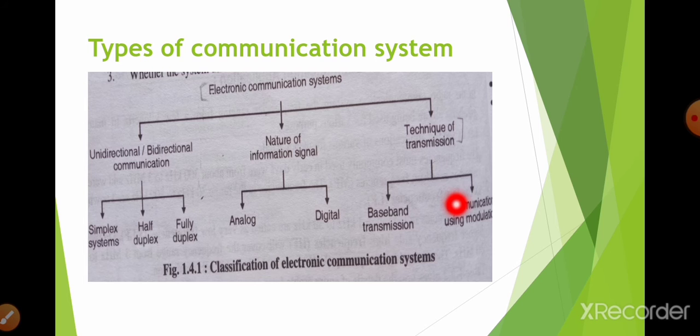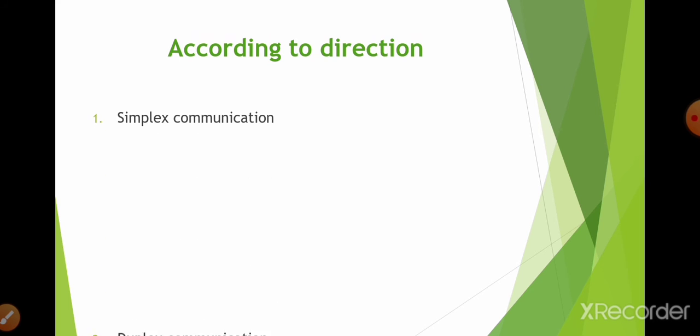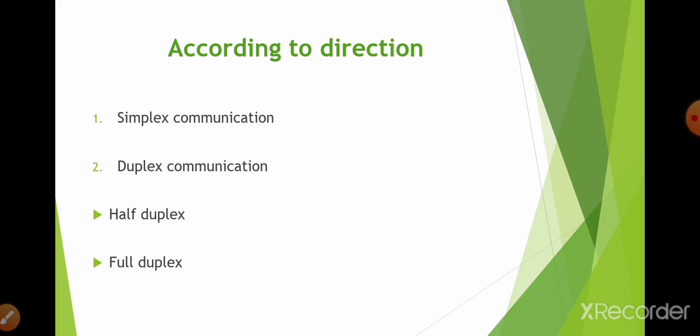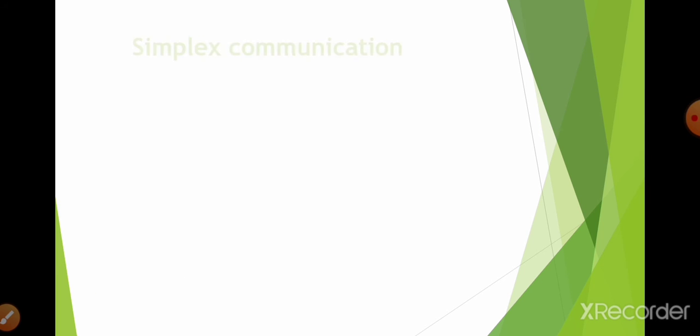So this is only the diagrammatical representation. Let us see the types one by one. Let us start with the first type, according to the direction. That means in what direction the data can be transmitted, that is, from transmitter to receiver, or from transmitter to receiver and again receiver to transmitter. So according to this direction of data, there are two types: simplex communication system and the second one is duplex communication system. Duplex communication system is again subcategorized as half duplex and full duplex. So let us start with the simplex communication system.